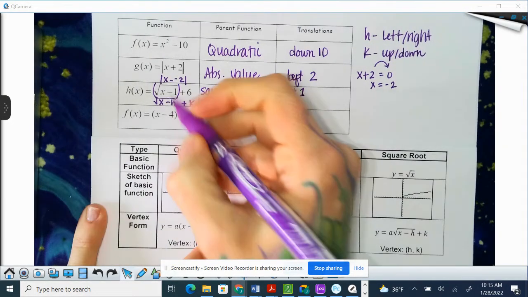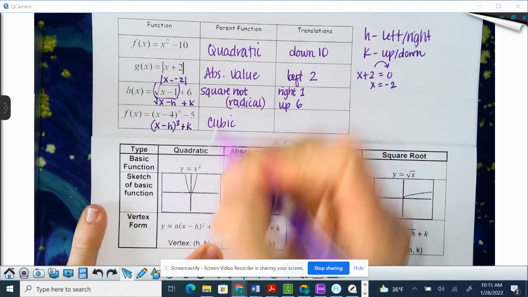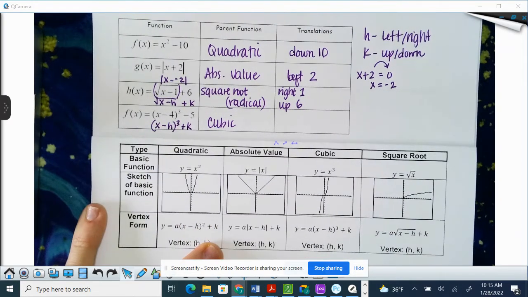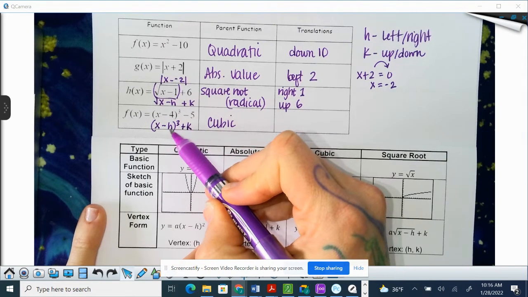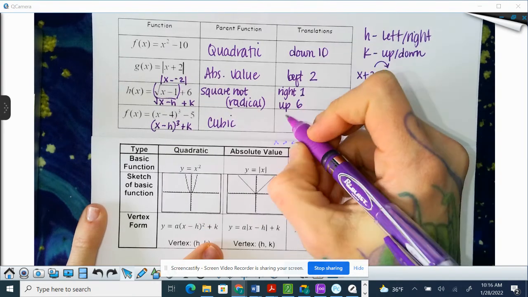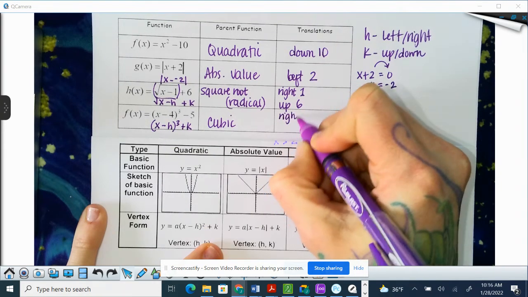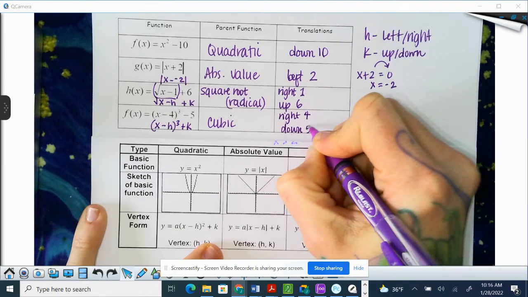So cubic function, x minus h cubed plus k is how that outline is again. So then I have a minus minus, still a thing. So the h value again, plugged in, had to be a positive 4 because it left it a negative. So that means we went to the right 4, and then we went down 5 because it's minus 5.